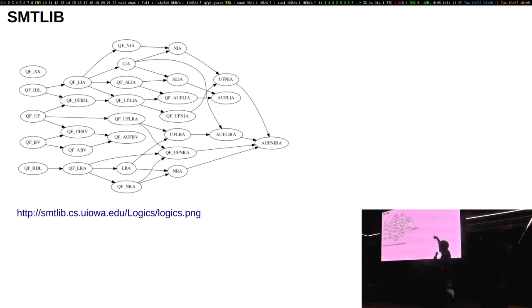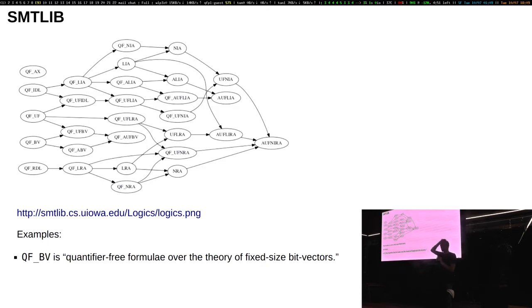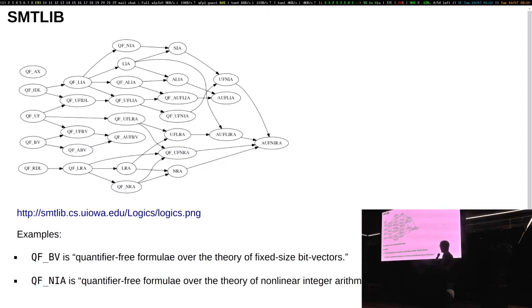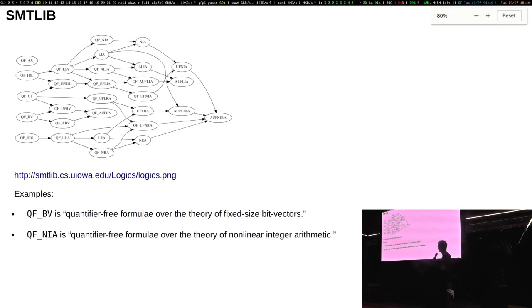And this is a graph of the different theories that are standard in SMTlib. I think this is actually a little bit out of date. I don't see floating point on here, but that's definitely supported now. These are the more complicated theories that can go into the slots in the SAT statement. So QFBV over there is quantifier-free formulae over the theory of fixed-size bit vectors. I'll talk about the quantifier in a second. This is the one as before.